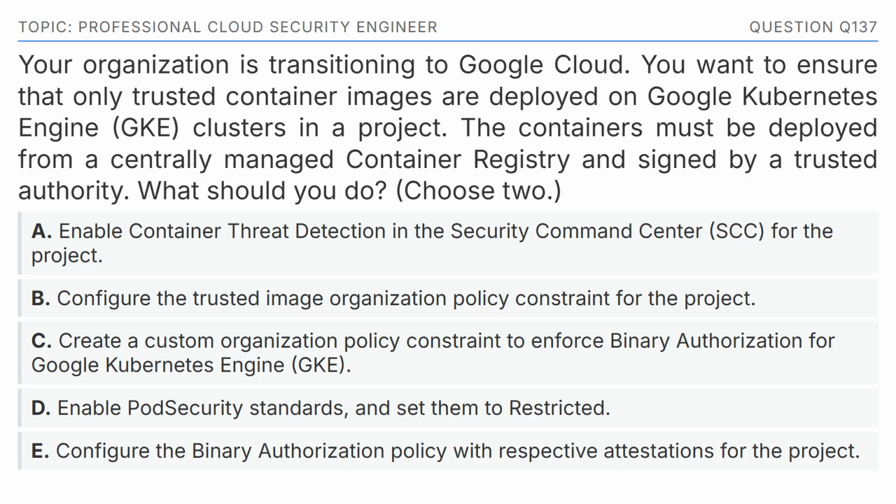The options are: Option A, enable Container Threat Detection in the Security Command Center (SCC) for the project. Option B, configure the Trusted Image Organization Policy constraint for the project. Option C, create a custom organization policy constraint to enforce Binary Authorization for Google Kubernetes Engine (GKE). Option D, enable Pod Security Standards and set them to restricted. Option E, configure the Binary Authorization policy with respective attestations for the project.